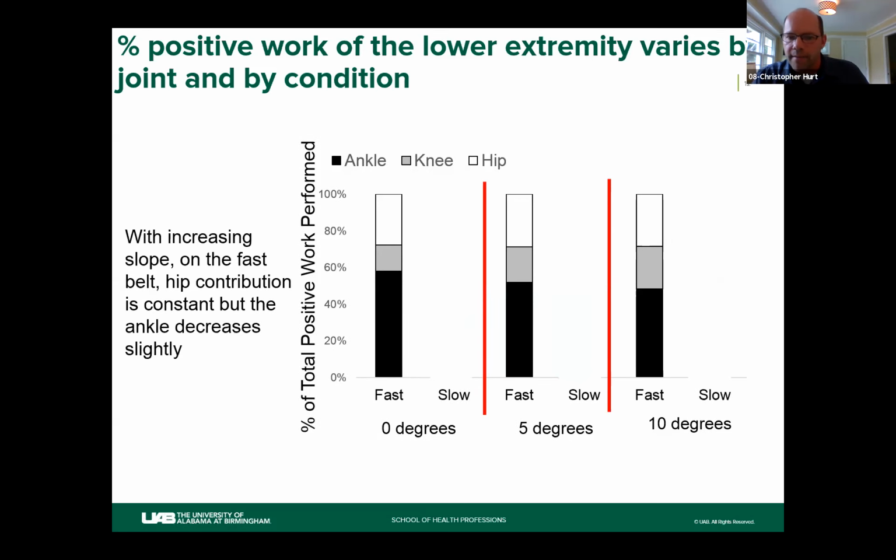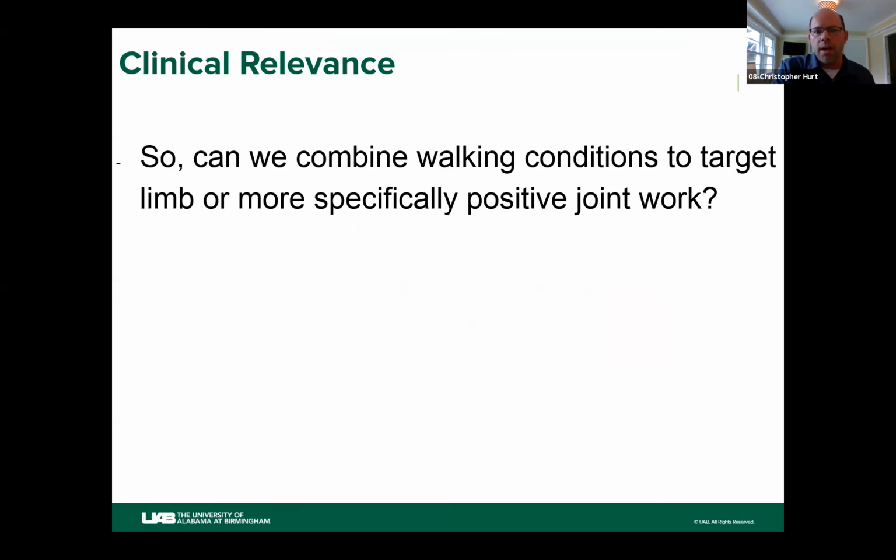And when we look at the limb on the fast belt, overall we saw that the hip performed a similar amount of relative work, and we saw generally a decrease in ankle positive work by about 10%, and an increase in knee work by about 10%. So, can we combine walking conditions and target a limb, or more specifically, individual joint work?